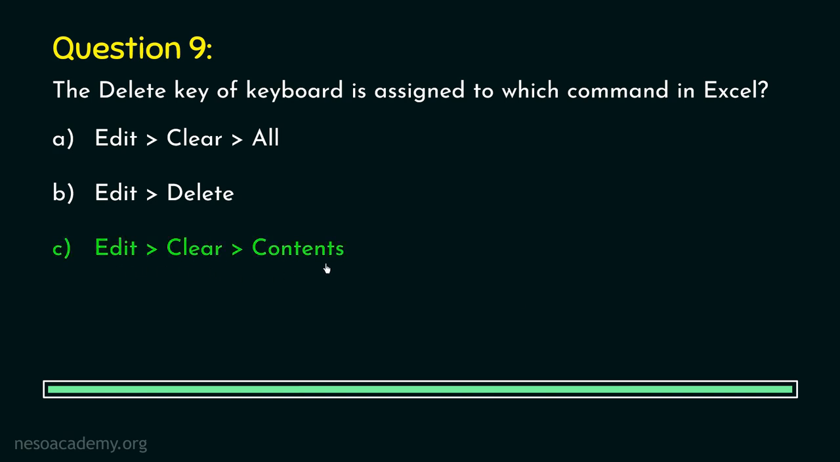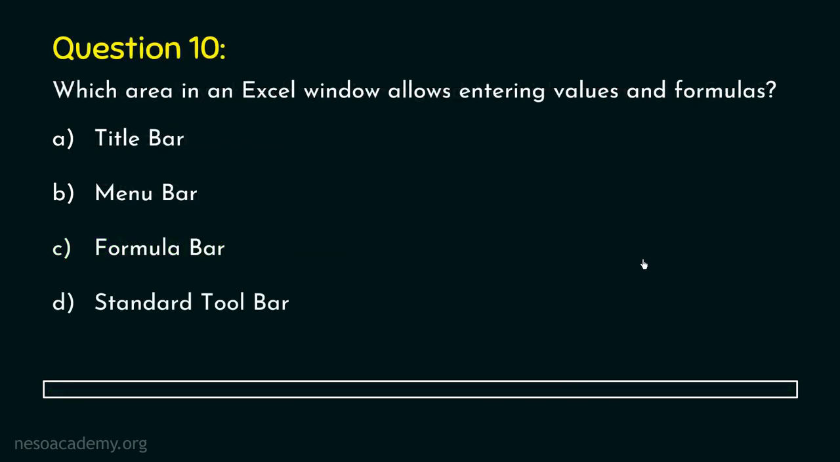Edit, clear contents. Now comes the last question of this quiz on your screen, and you again have 15 seconds to solve this question. So your time starts now. Time up, and the answer to this question is option C. Formula bar.